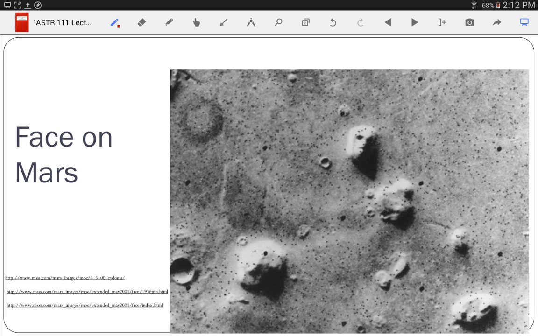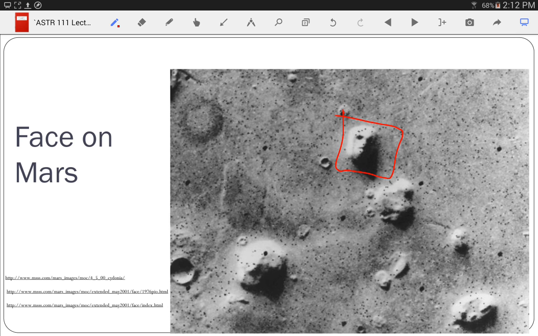How many people have seen the face on Mars? You all have now. This here is the face on Mars. It's on the Tharsis bulge. Now, if you look at that, does that look like a human face? Yeah, it does. And so, how big is it? Oh, it's really big.